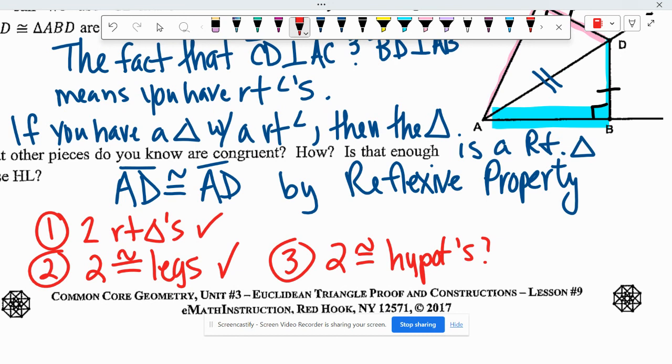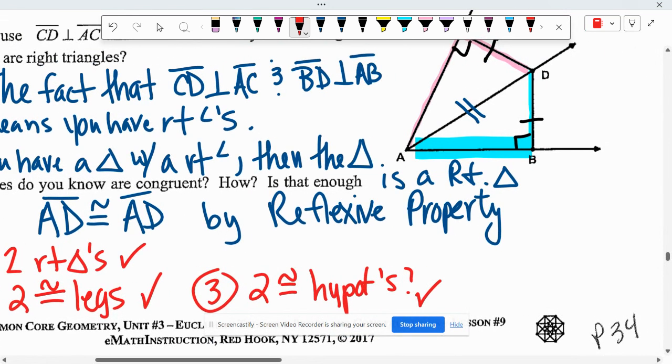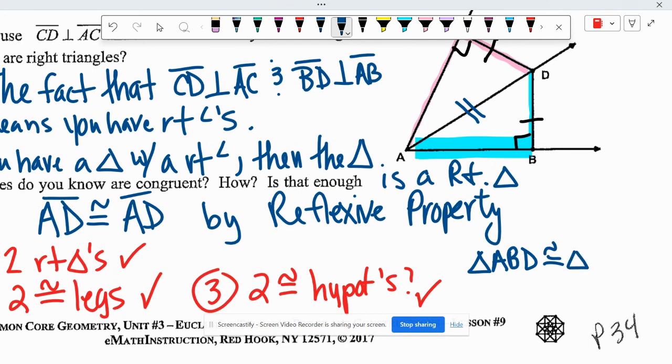Yeah, that's that AD, right? So we have all the information that we need to say that triangle ABD is congruent to triangle ACD. So I'm going to say that. Triangle ABD is congruent to triangle ACD by HL. That's how we abbreviate hypotenuse leg. Congruent by HL because we have all of the information that we need.